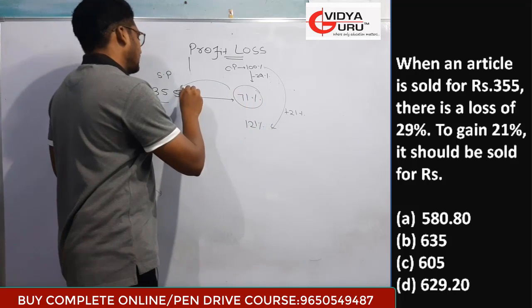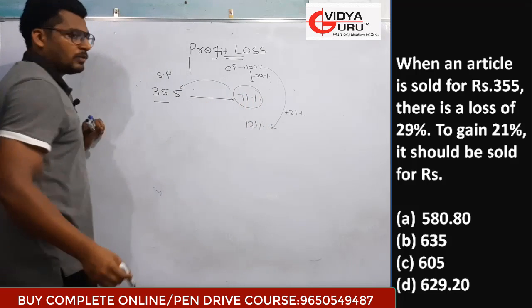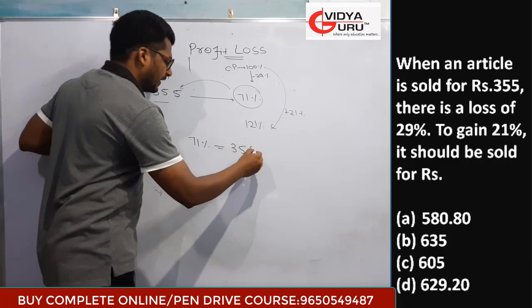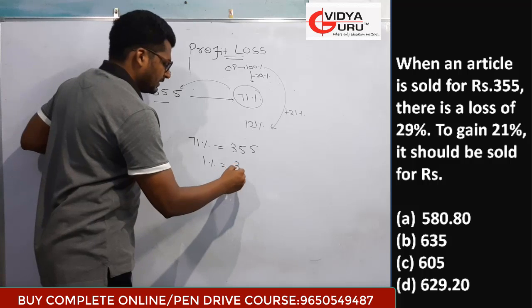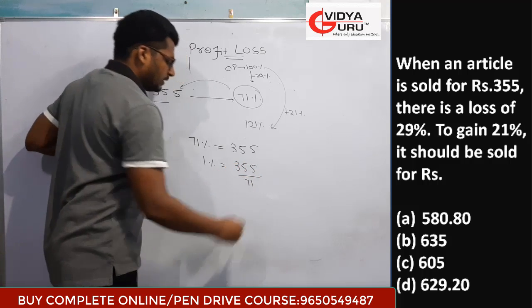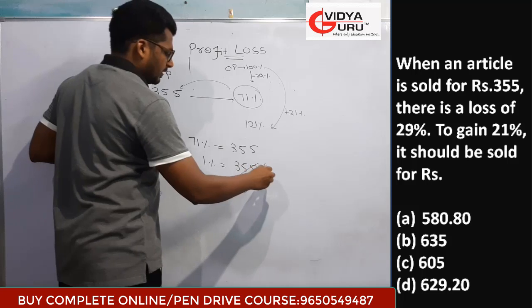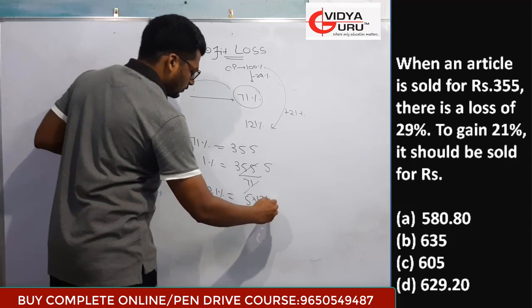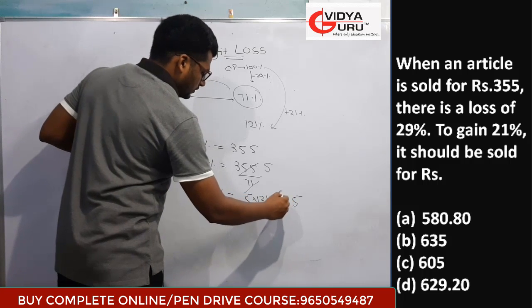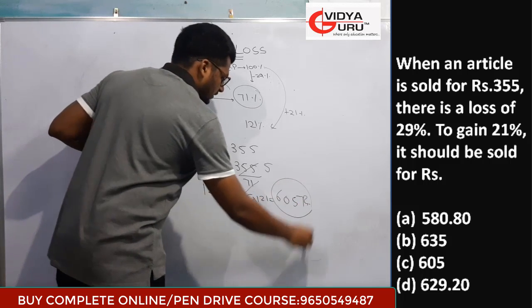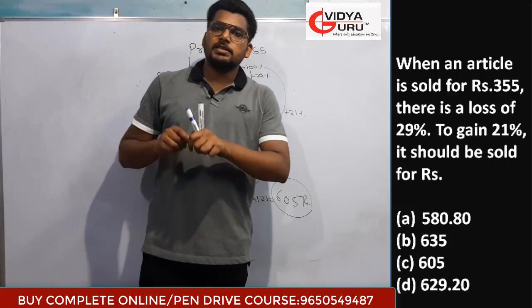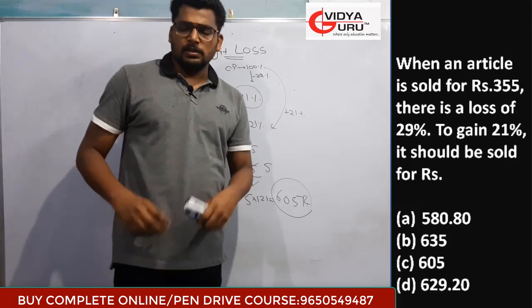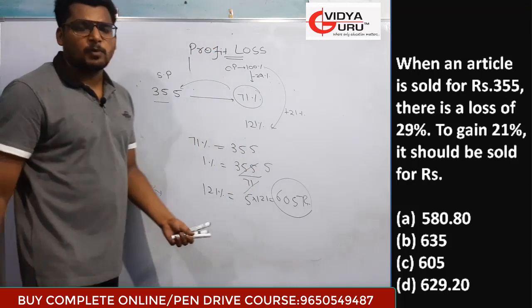Value of 71% is 355. I need to find the value of 121%. If 71% is 355, what will be 1%? It will be 355 upon 71. You can cancel it out by 5. What will be the value of 121%? It will be 5 into 121, 605 rupees. If I sell these goods at 605 rupees, then there will be a profit of 21%. This was a very easy and very basic question of profit loss.